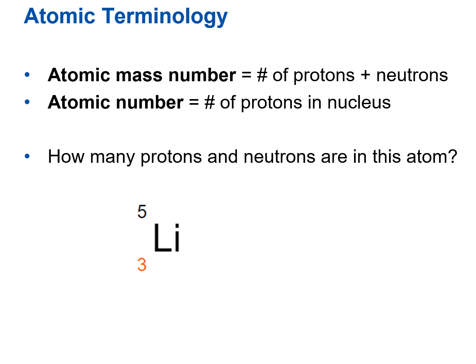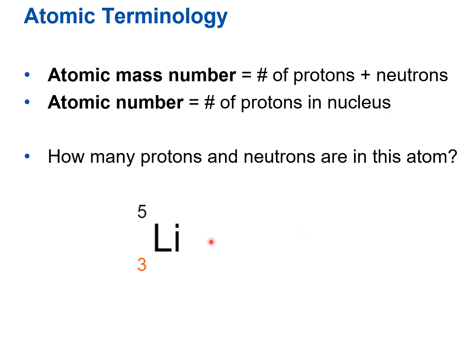So I want you to remember that the atomic mass number, it's basically the mass of the atom, is the number of protons plus the neutrons. We don't count electrons because an electron is actually about 1/1840th the mass of a proton. So it's very, very tiny, very low mass. So we essentially don't count its mass. We just count the protons and neutrons to get the mass number. The atomic number is simply the number of protons.